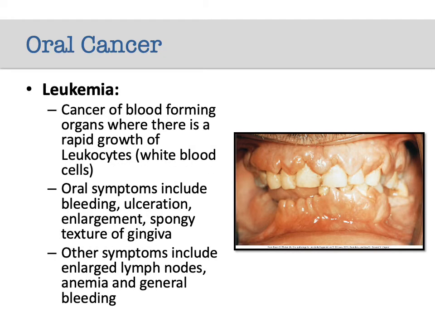Leukemia is cancer of blood-forming organs where there is a rapid growth of leukocytes, also known as white blood cells. Oral symptoms include bleeding, ulceration, enlargement, and spongy texture of the gingiva. Other symptoms include enlarged lymph nodes, anemia, and general bleeding.